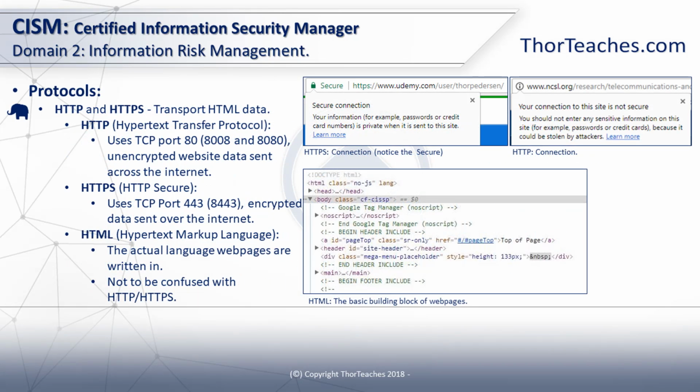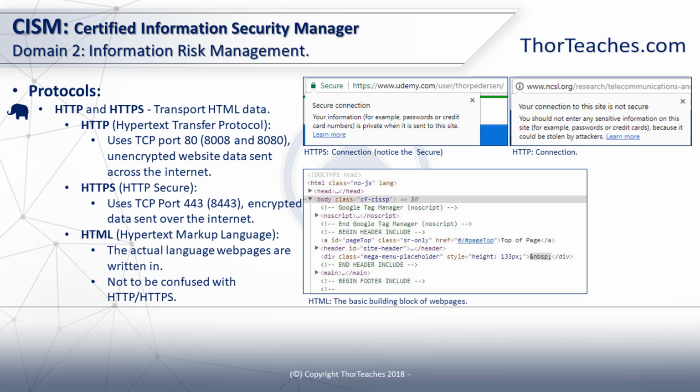We've talked about both HTTP and HTTPS earlier. The protocols that transport our HTML data, they are not HTML. HTTP stands for Hypertext Transfer Protocol, and remember it uses port 80, 8008 or 8080. All website traffic is sent unencrypted over the internet. It's still common to see a lot of pages use HTTP. There's a move towards HTTPS instead, just to add that layer of security.